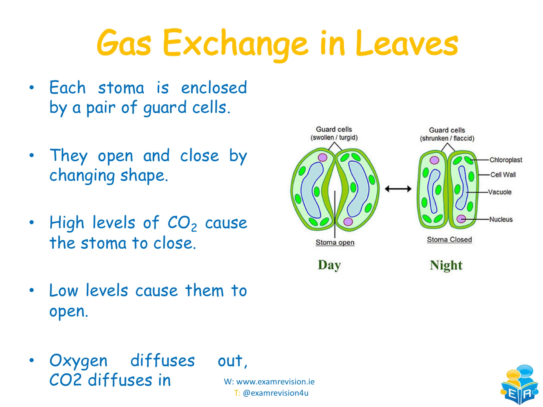Now we go through that in a little bit more detail. So each stoma is enclosed by a pair of guard cells. So these are our guard cells here. They open and close by changing shape. So if they're swollen, they're open. If they're shrunken, they're closed. High levels of CO2 will cause the stomata to close, and low levels will cause them to open. So oxygen will diffuse out and CO2 will diffuse in. Now, what do we mean by diffusion? Very, very similar to osmosis. So it's a passive process.